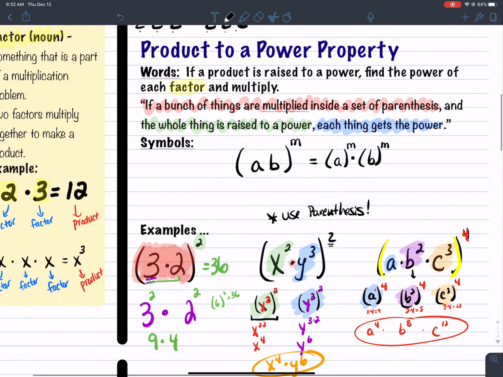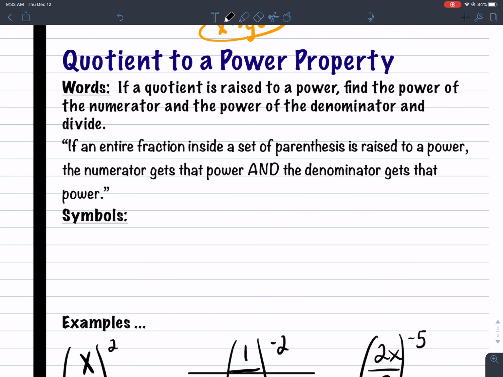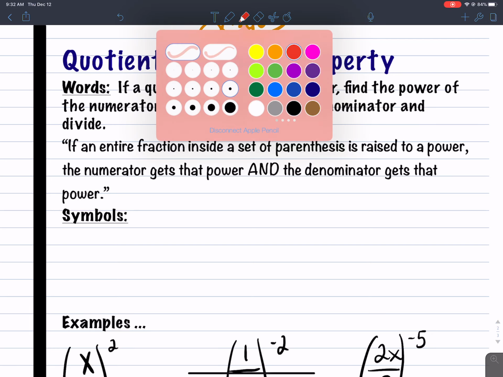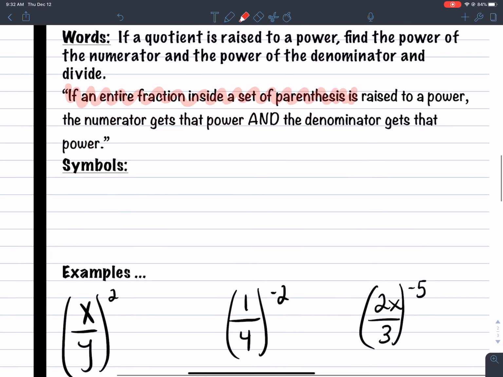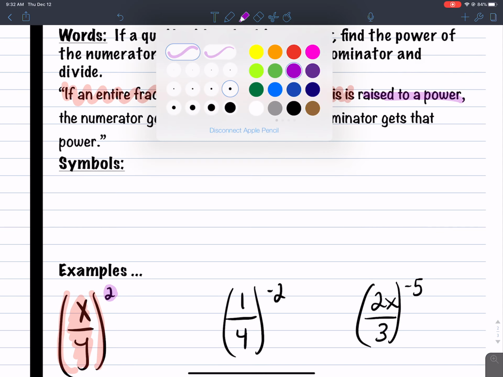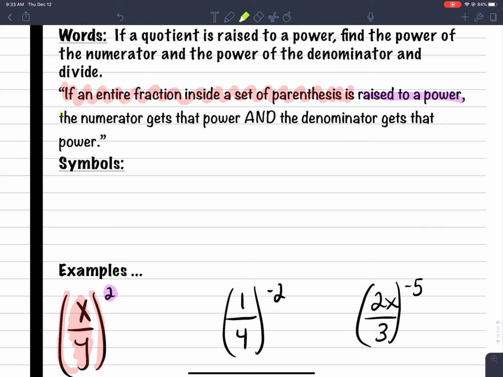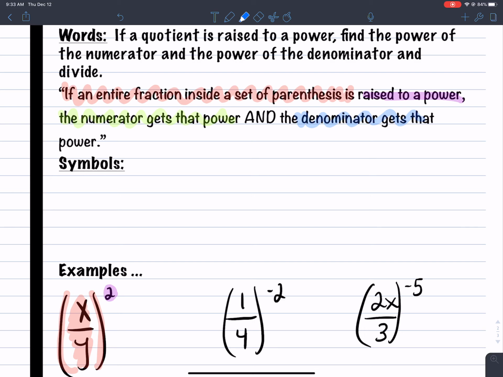So another rule that we have today, this was things being multiplied, all raised to a power. This one is the quotient to a power. So in other words, if a quotient is raised to a power, we find the power of the numerator and the power of the denominator, and then we divide. Or in other words, what I like to think about in a usable way is if I see an entire fraction inside a set of parentheses, like right here, and that entire set of parentheses is raised to a power, then what it's telling me to do is the numerator gets that power and the denominator gets that power.